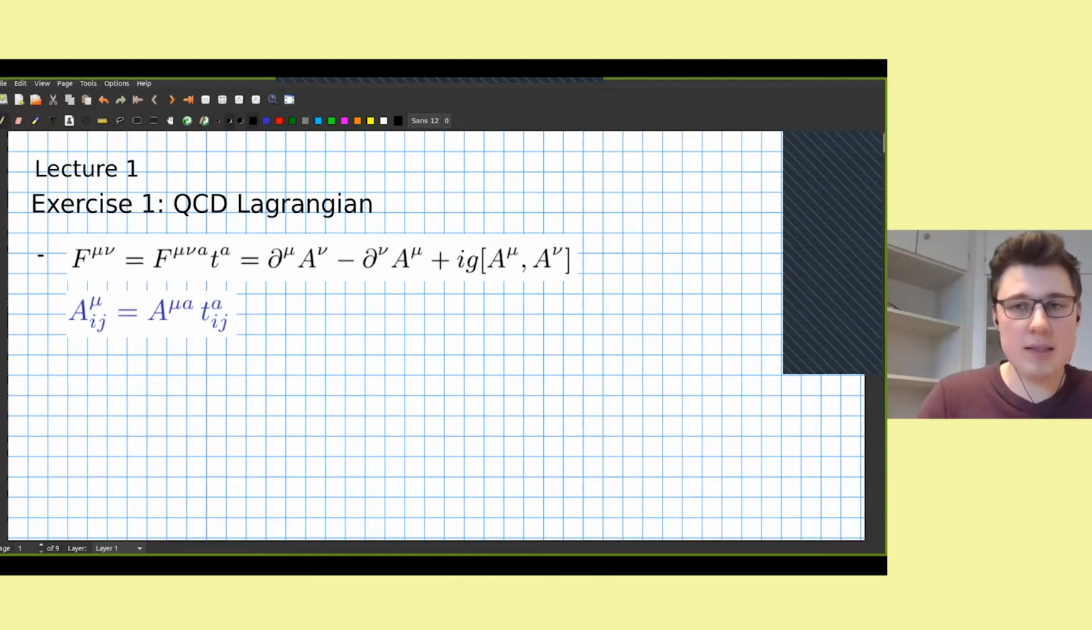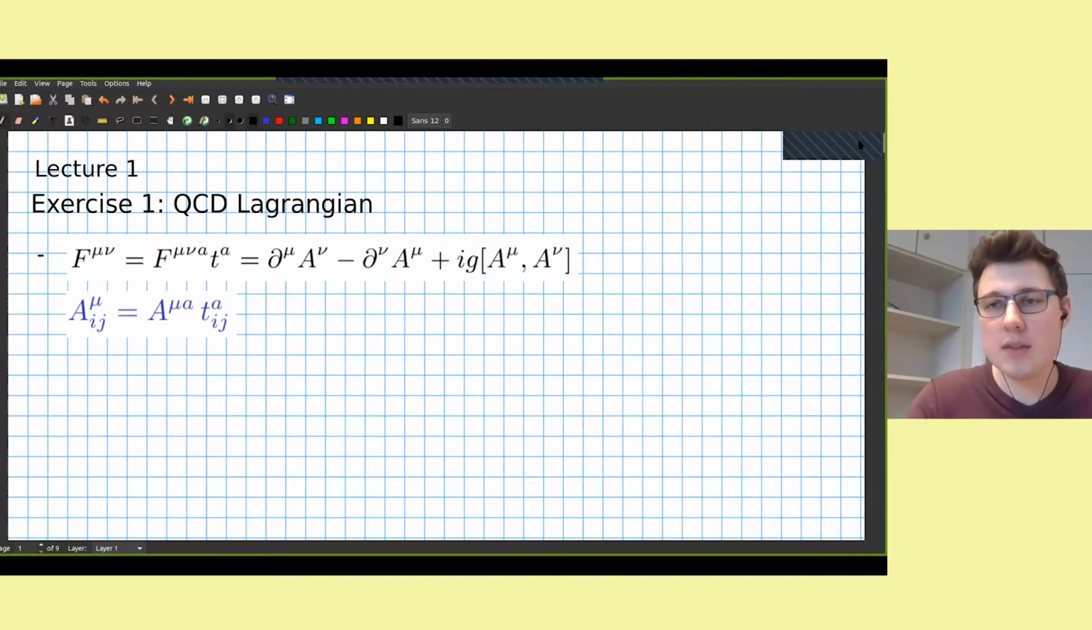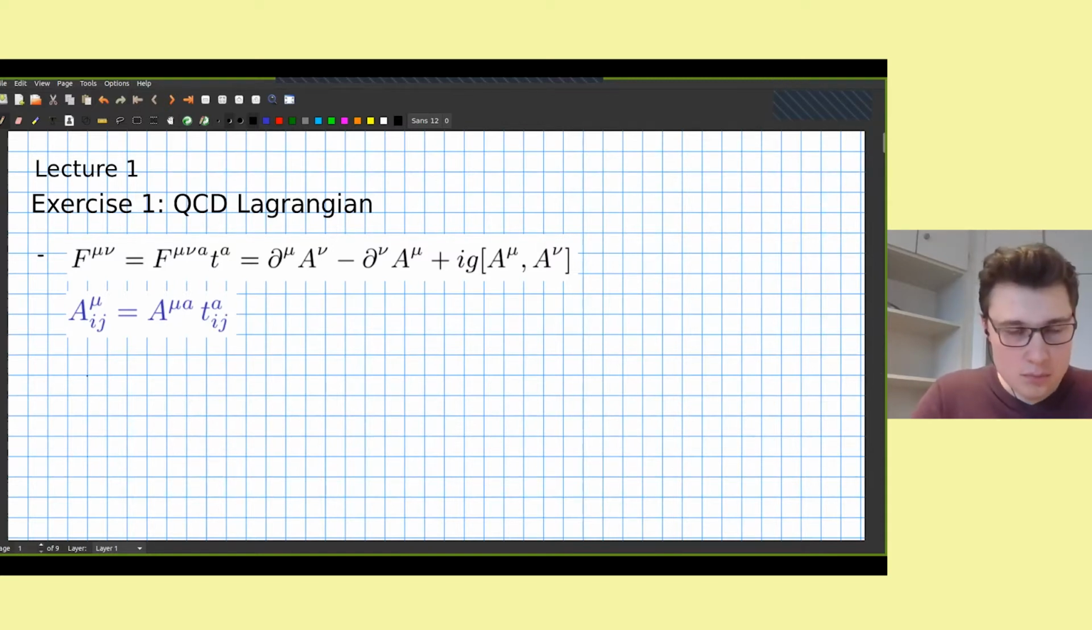So let's derive the explicit form of these F mu nu A components. I would say this is quite straightforward. So we take this definition, which I took from the lecture, let's call it 1, and insert the decomposition of the gluon fields. So we insert equation 2 into equation 1.